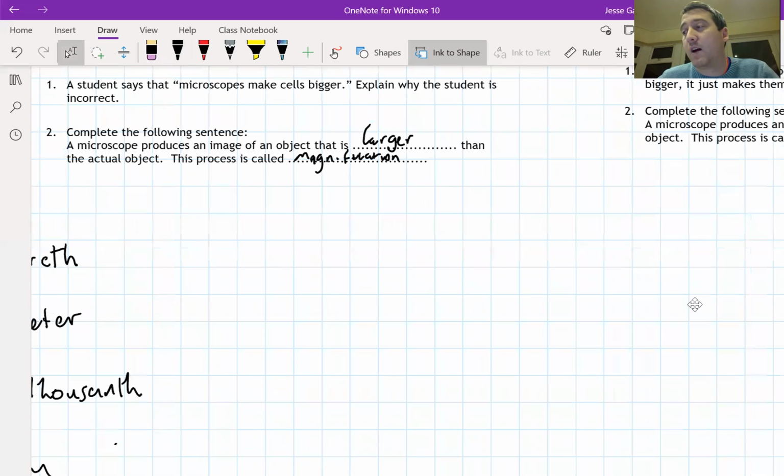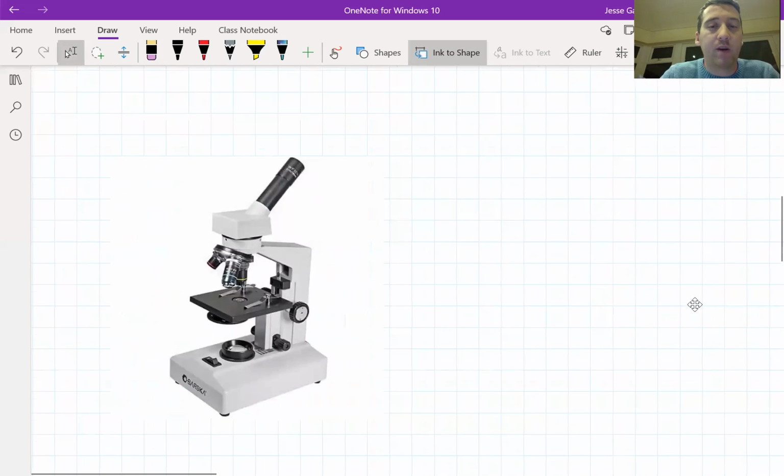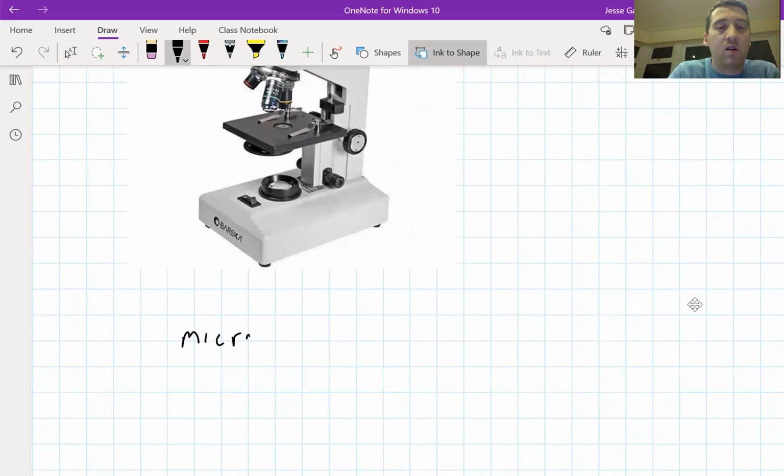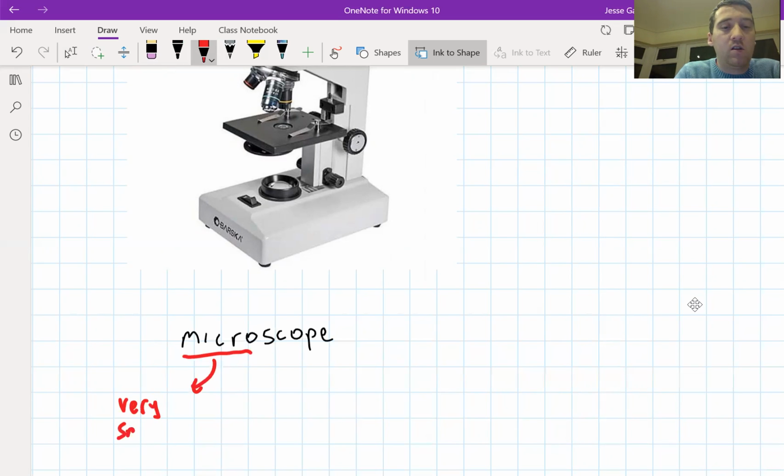Okay, and we're now going to learn the different parts of the microscope. Before we do, I just want to talk about the word microscope. It's all one word. Where does the word come from? Well, it comes from these two pieces. It's got micro. What does micro mean? Micro means very small. So micro things are very small. Scope, this word means to look. So a microscope is for looking at very small things.